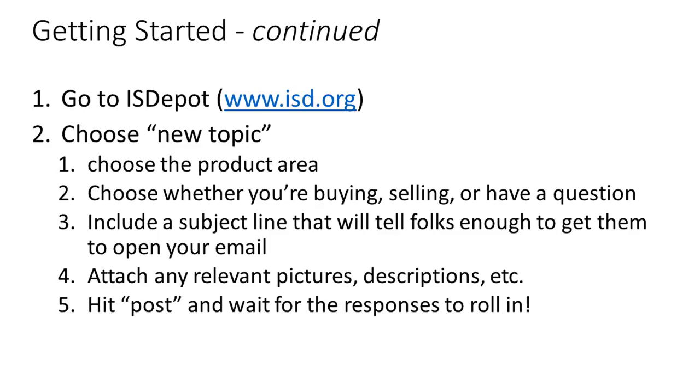And once you're on that home page, which is really pretty straightforward, there is an area where you pick a button, or just click on a button that says New Topic. That's for creating an email that will go out to everybody that's part of this group. And you choose the product area, whether you're buying or selling or have a question about something. And then when you put your subject line in, we encourage people to put as much information in there as possible so that when people see that in their email, I know when I scan through my email, I'm looking at the subject lines to see which ones are more important than others. The subject line is what will get people to open your email.